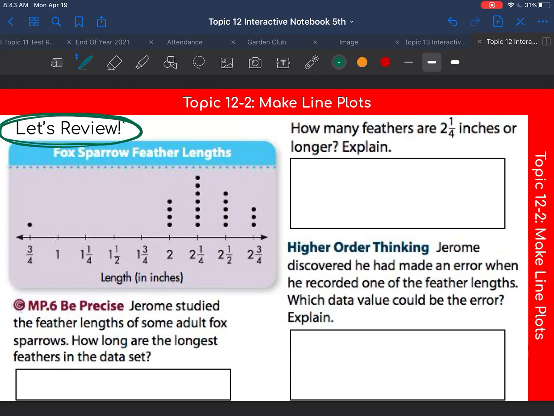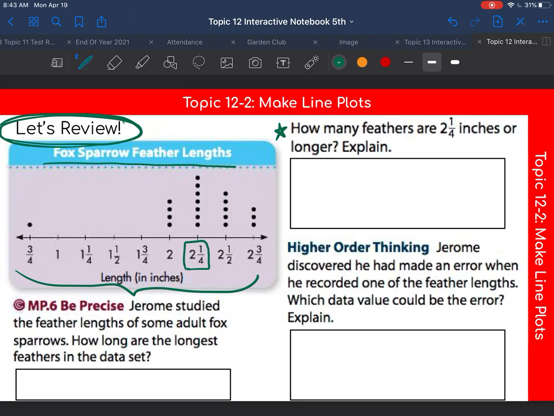So right now we have a line plot. The title tells us it's fox sparrow feather lengths. And you can see along the bottom are the lengths of the feathers in inches. The first question says, how many feathers are 2 1/4 inches or longer? So we have 2 1/4 inches here, and we want to know 2 1/4 inches or longer. So basically we're counting the dots above 2 1/4, 2 1/2, and 2 3/4.